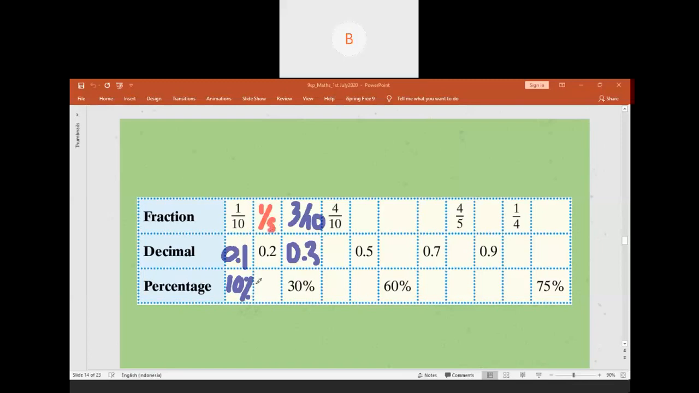No. Okay. If no one is confused, let us move to the 4 per 10. How many will it be? 0.4 and 40%. Okay, 0.4 and also 40%.